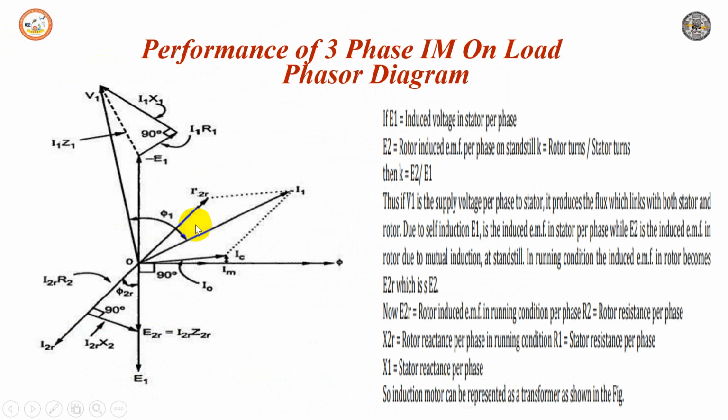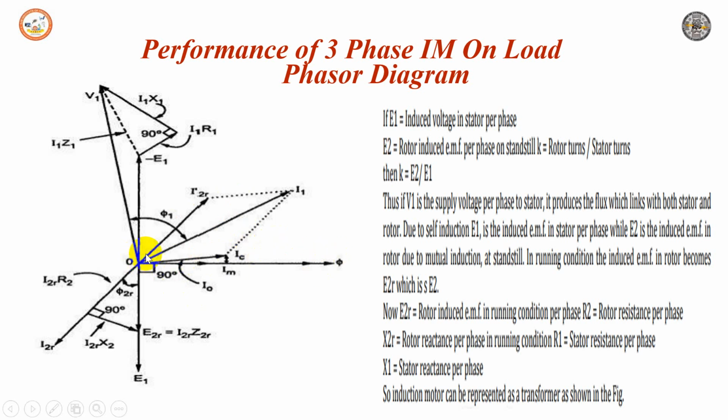The only difference is the secondary of the induction motor is rotating and short circuited while transformer is stationary and connected to load. So the load on induction motor is mechanical while load on transformer is electrical. Still, by finding electrical equivalent of mechanical load on the motor, the phasor diagram of induction motor can be developed.